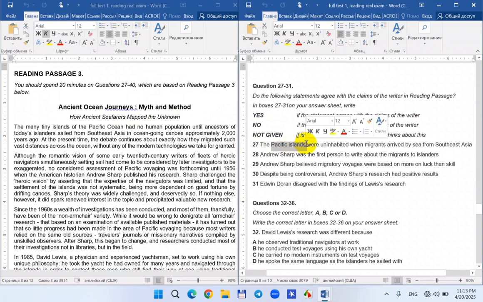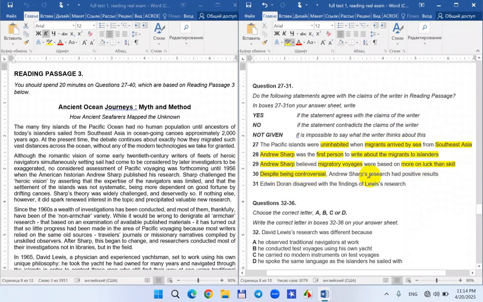The Pacific Islands were uninhabited. Uninhabited means if people don't live there, that's called uninhabited, when migrants arrived by the sea from Southeast Asia. Henry Sharp was the first person. Was he the first person to write about the migrants to islanders? Next, he believed that migratory voyages were based more on luck than skill. They are comparing luck rather than skill.